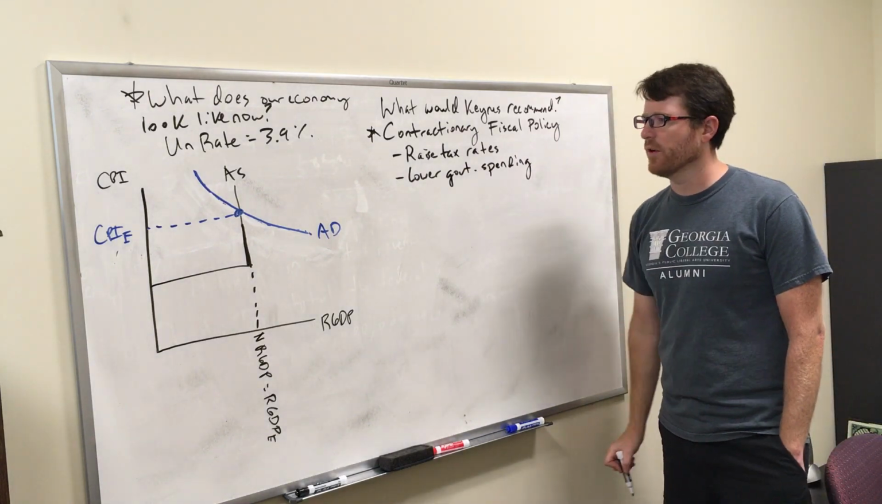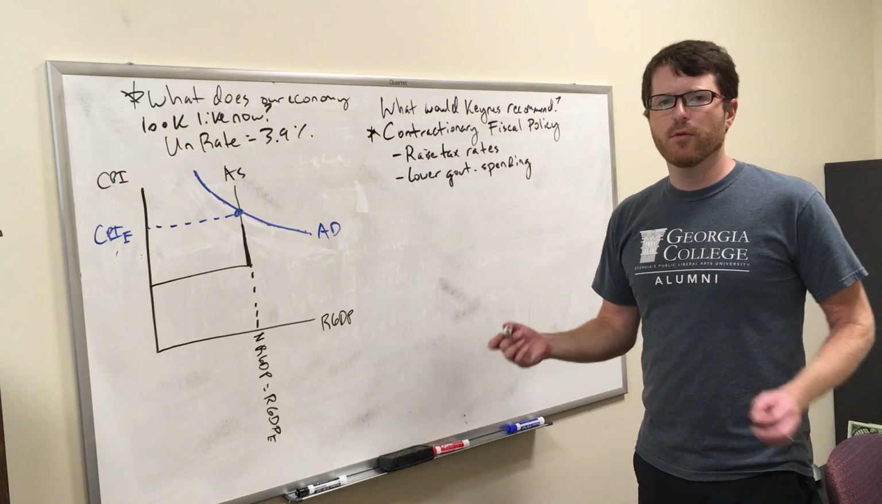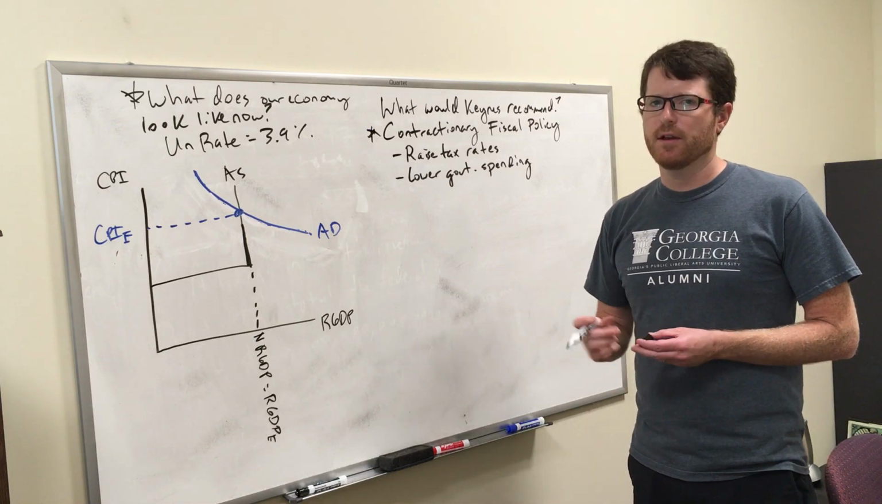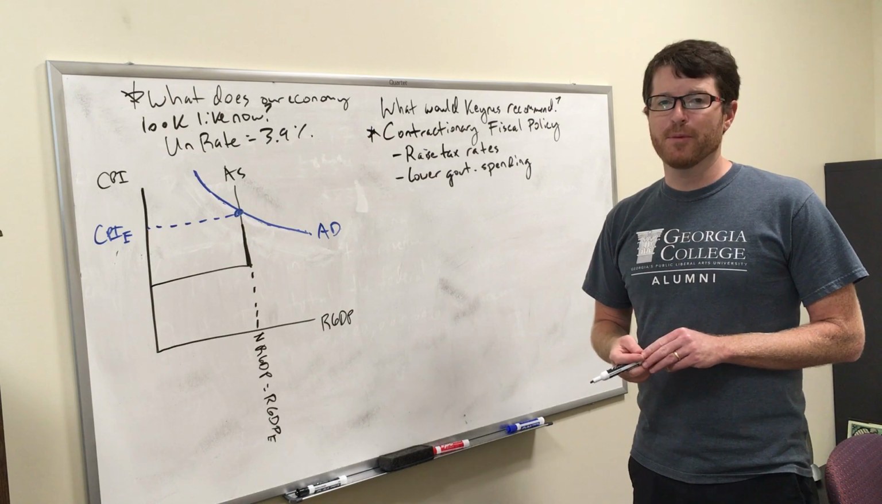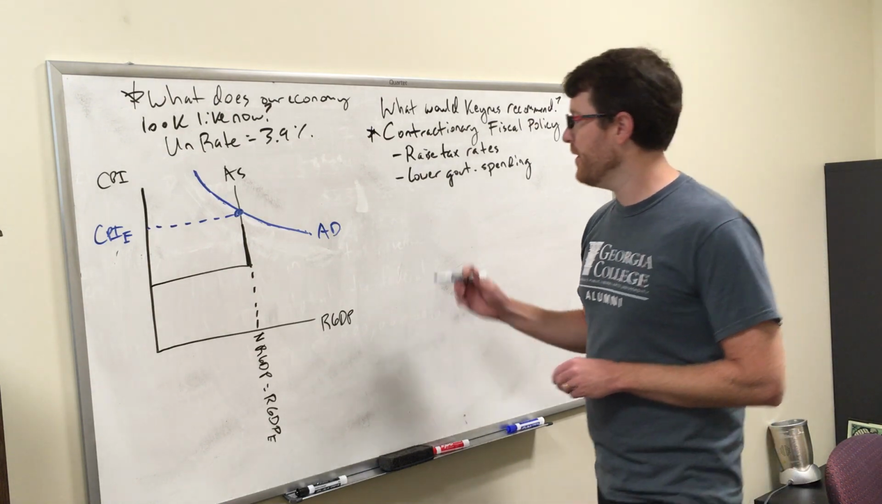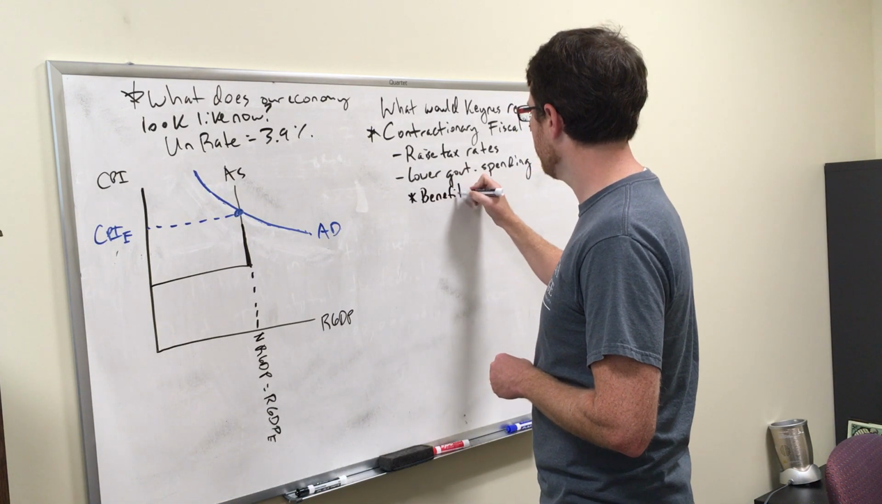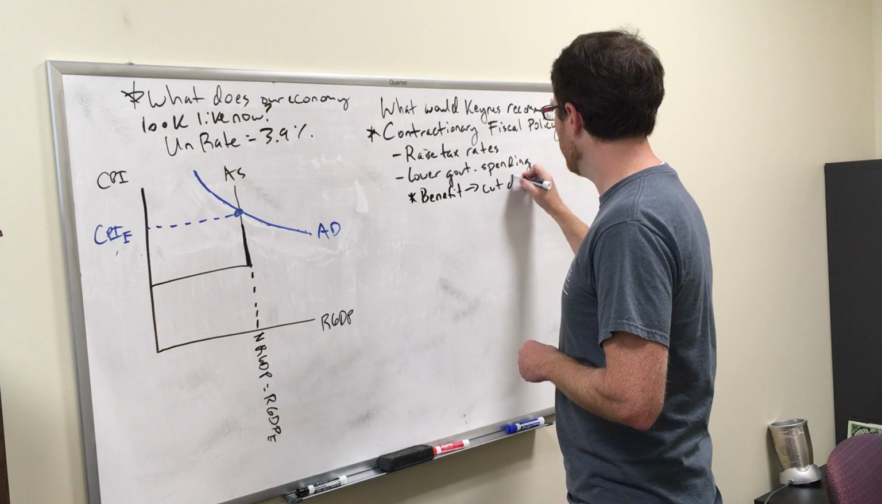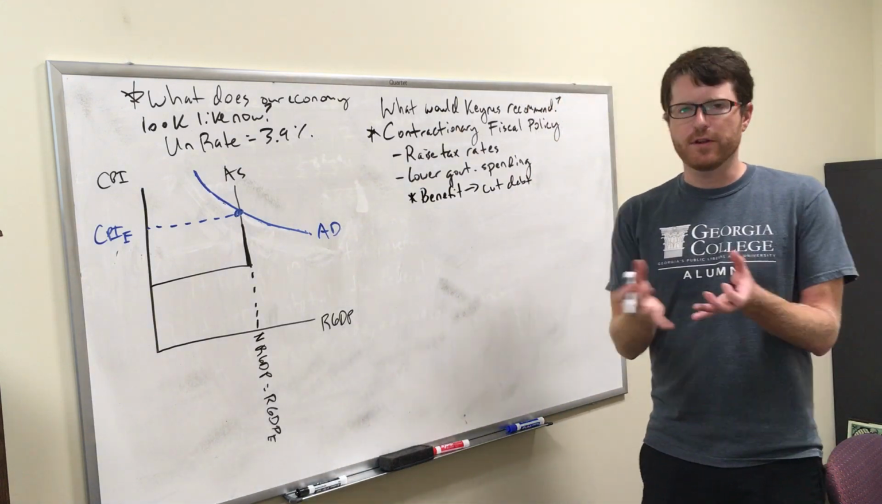Raise tax rates and lower government spending. Now, why the heck would we do that? Why would we ever want to engage in policies like this? Well, the answer is that you might need to cut back on governmental debt. Okay, the benefit here is we're going to cut back on governmental debt, or at least reduce these deficits, right?